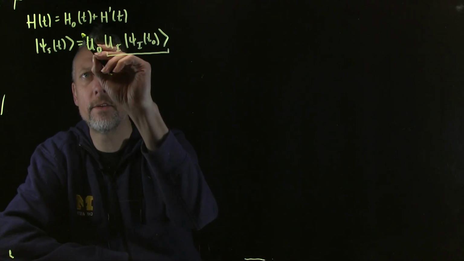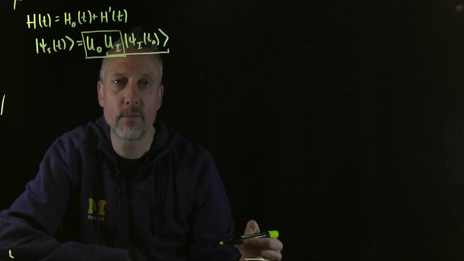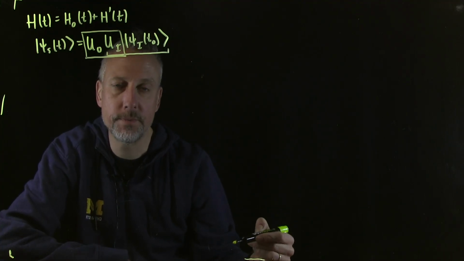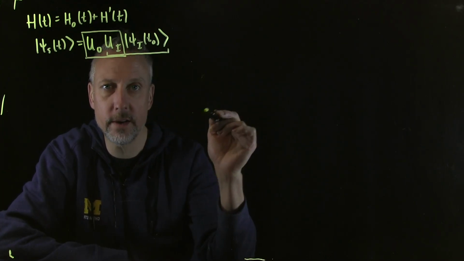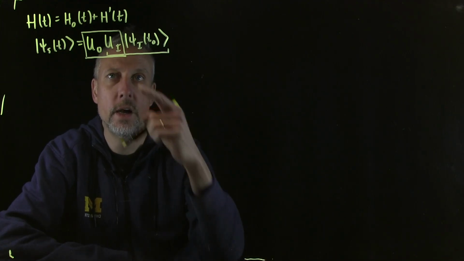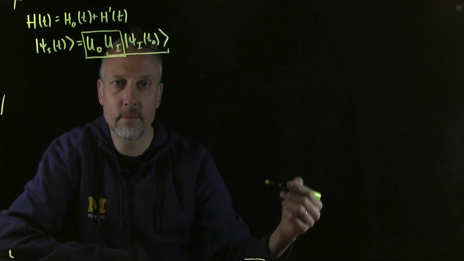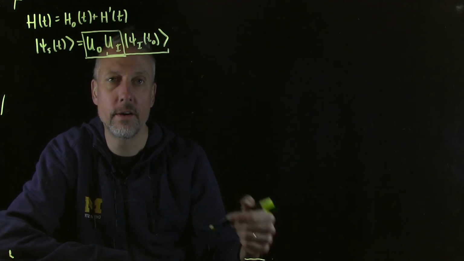And so what we recognize, the key, is that we can write the time evolution operator as the product of U0 times Ui. We potentially know what U0 is. It's the U for the H0 Hamiltonian. And Ui is the time evolution operator for the interaction picture version of H primed.